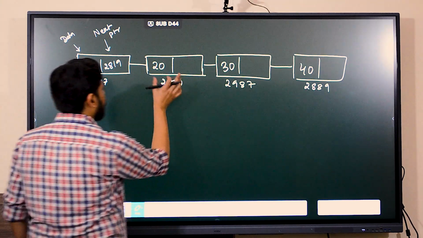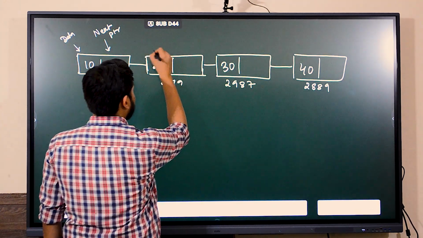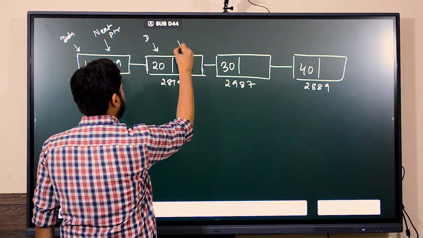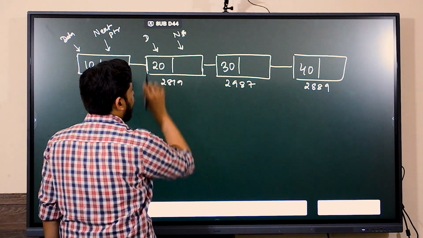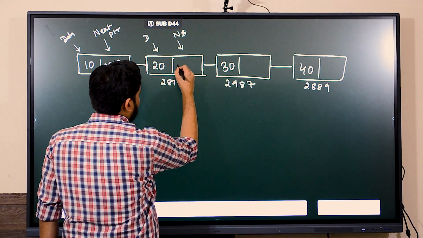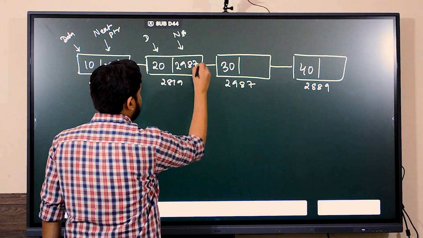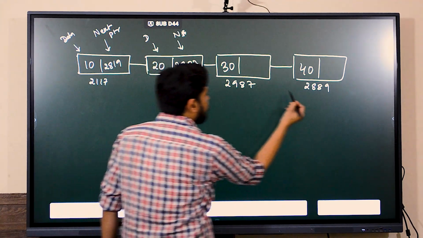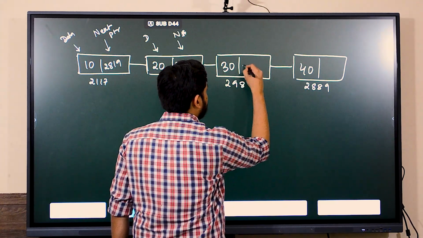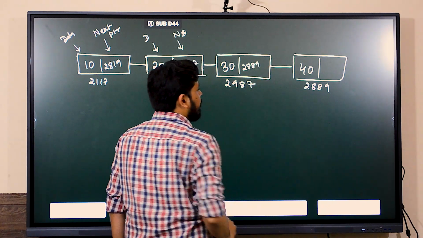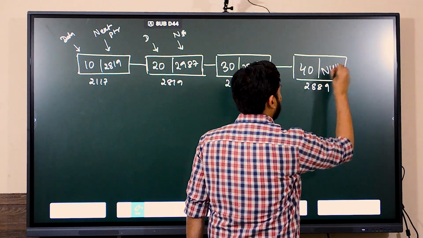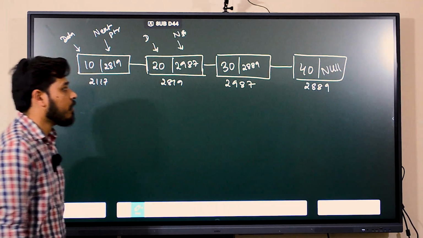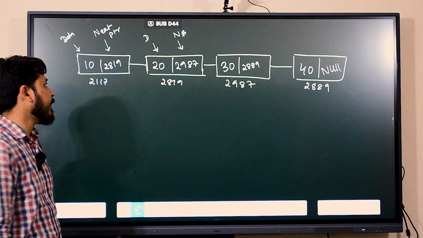which is going to point towards the next node. Similarly, what will happen in this node? This is the data, and this is the next pointer, which is going to point towards the next node. So here also 2987 will come. This address will come here. Similarly, this address, 2889, will come here for this node. And at last, when we don't have any node after it, we will say it is null. So the last node's next is going to be null.